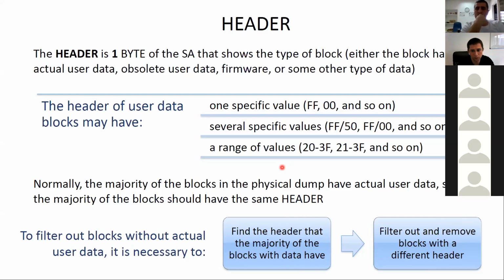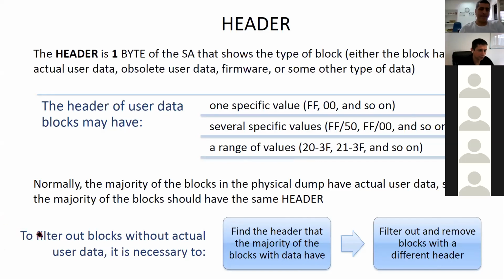Or if we deal with the same controllers, we see that most of the data blocks have headers like 21, 22, and so on. So we understand that that's an SM controller, that the header has a range of values, and we need to take those data blocks into the logical image. And in this area, you can see the rule which can help you to work with headers.